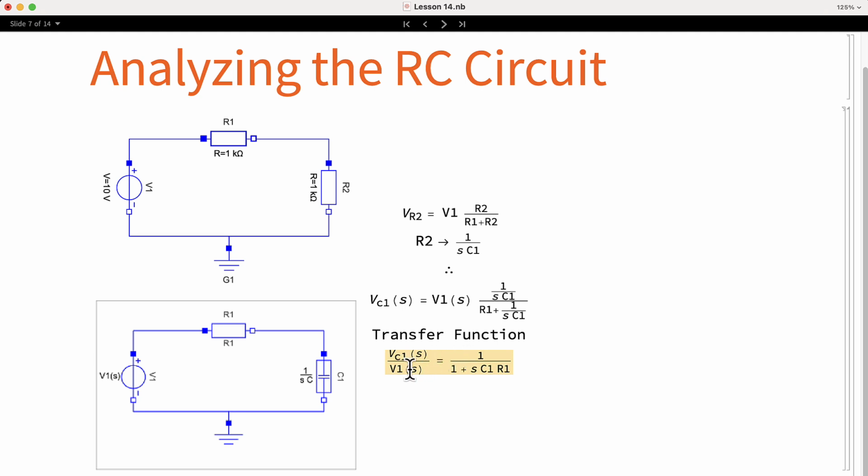Notice that the term V1 of S is now in the denominator of VC1 of S. When written this way, it is called a transfer function. The formula is telling us what's the relation between the output and the input of a circuit. And now that we have a transfer function, let's figure out what we can do with it.